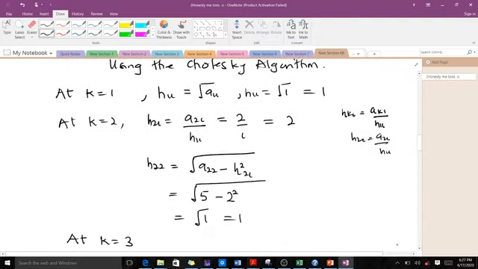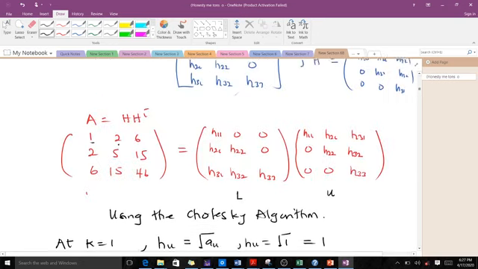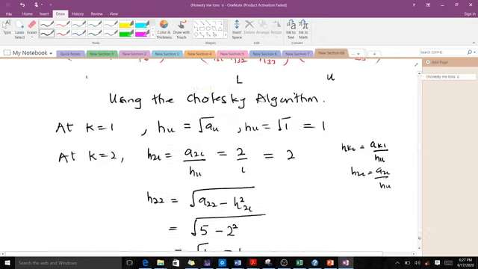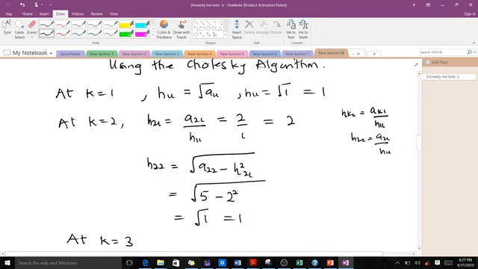Then from the algorithm, h22 is equal to the root of a22 minus h21 all squared. So from here, our h22 is 5. I hope you can see that. And we found our h21 to be 2. It's going to be the root of 5 minus 2 squared, which will be the root of 1, which will be equal to 1.